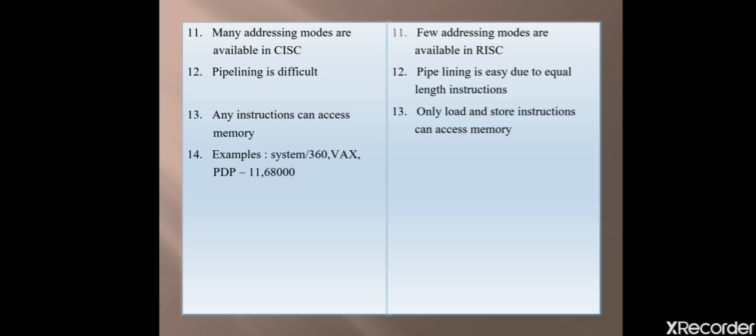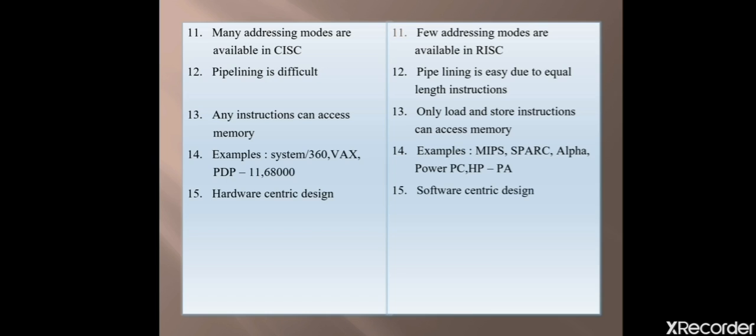Examples for CISC are System 360, VAX, PDP-11. Examples for RISC are MIPS, SPARC, Alpha, PowerPC, HPPA. CISC is a hardware-centric design. RISC is a software-centric design.